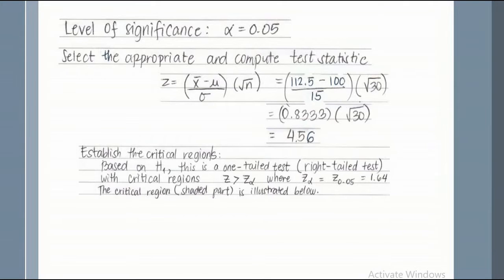Now we are going to establish the critical region or regions. Based on the alternative hypothesis, this is a one-tailed test or right-tailed test with critical region z is greater than z alpha, where z alpha is equal to z 0.05. So based on the table, that would be equal to 1.64. The critical region or the shaded part is illustrated below.